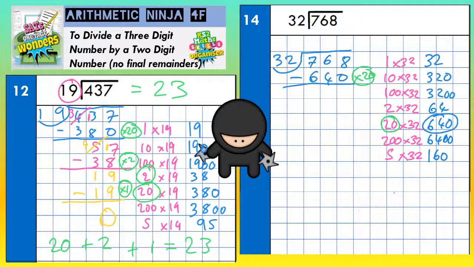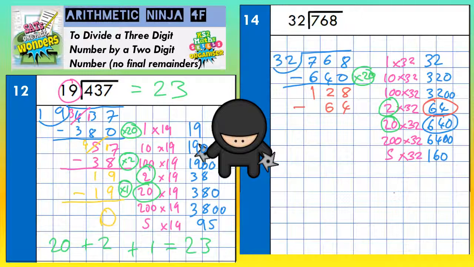8 take away nothing is 8. 6 take away 4 is 2. 7 take away 6 is 1. So we're down to 128. The next biggest chunk that we can take away, I think, is this 64. So we're going to take away 64. And 64 is a chunk of 2 32s.